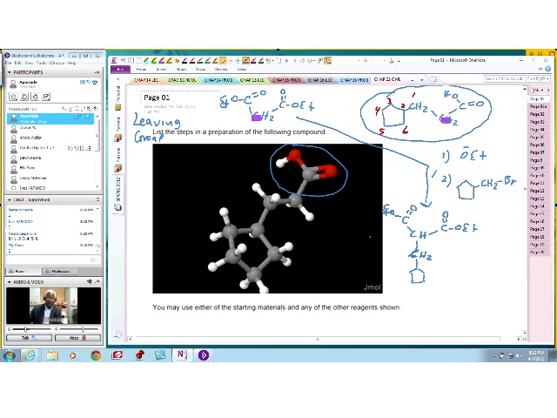So now what would be the next step right here, once we do the alkylation? Okay, hydrolysis. Very good. We are now going to do our hydrolysis, and the hydrolysis will convert the ester functionality right here to a carboxyl group. Okay, so now we have this.